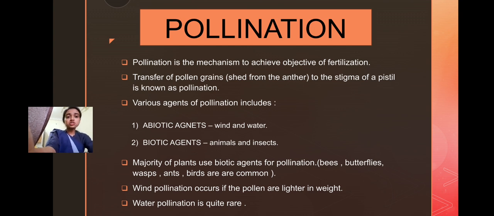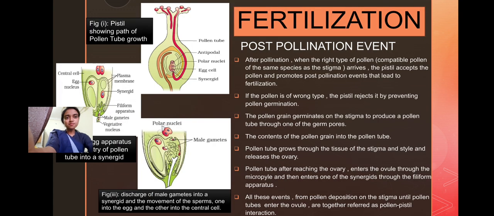So the majority of plants use biotic agents for pollination, like bees, butterflies, wasps, ants, birds. They are common. Then wind pollination occurs if the pollen are lighter in weight, and water pollination is quite rare. Then comes fertilization. It is basically the post-pollination event. After pollination, when the right type of pollen, which means compatible pollen of the same species as the stigma, arrives, the pistil accepts the pollen and promotes post-pollination events that lead to fertilization.